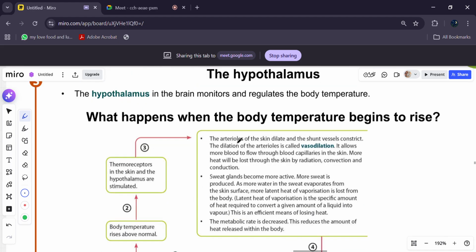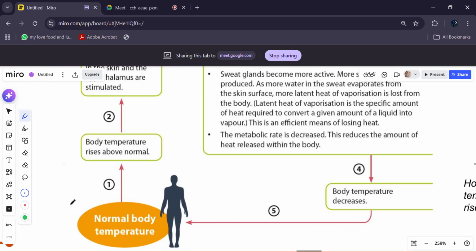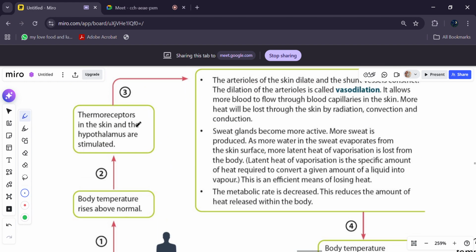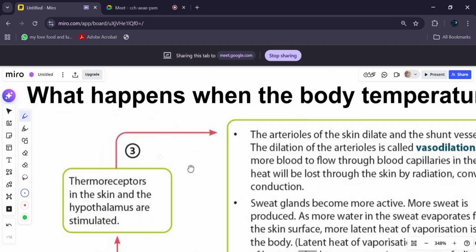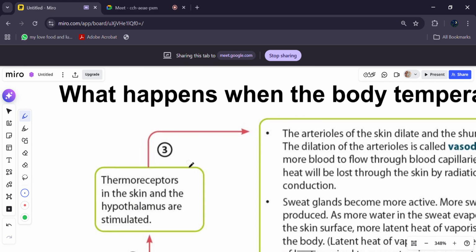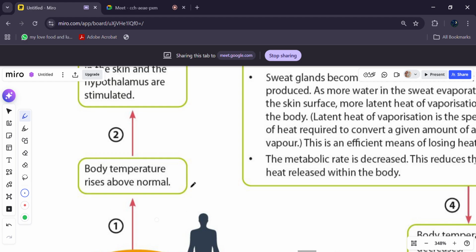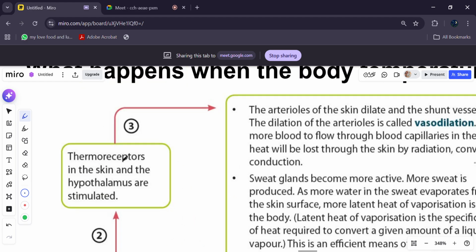Now, what happens to the body when the body temperature begins to rise? So here is our normal body temperature, but the body temperature begins to rise. Let's say someone has a fever or something. The thermoreceptors in the skin and the hypothalamus are stimulated. That means the thermoreceptors located in both the skin and hypothalamus detect the change. The rise in body temperature is the stimulus, and these are the receptors.